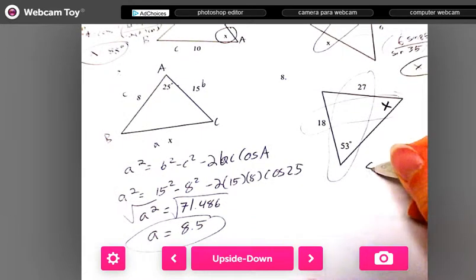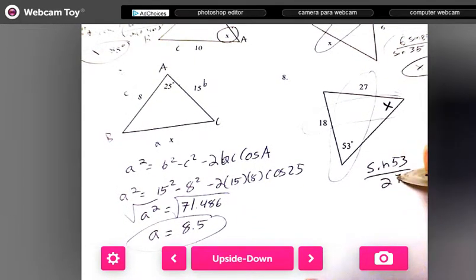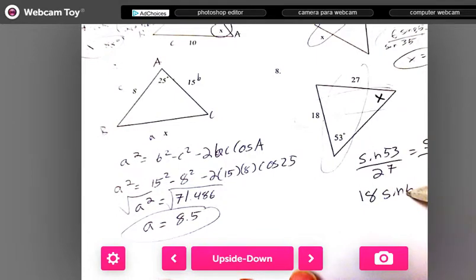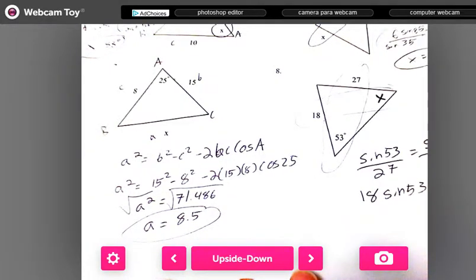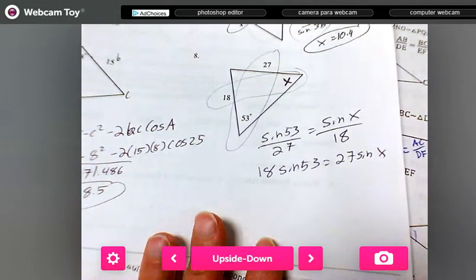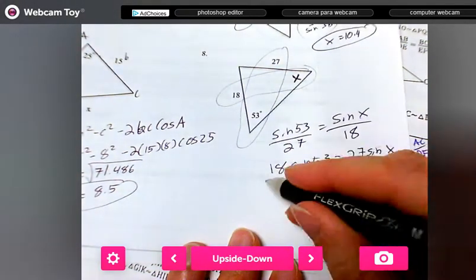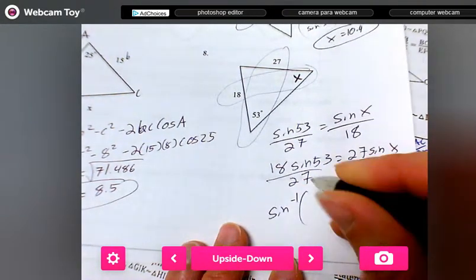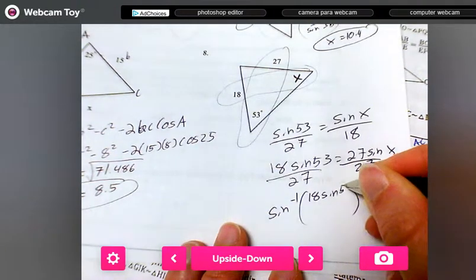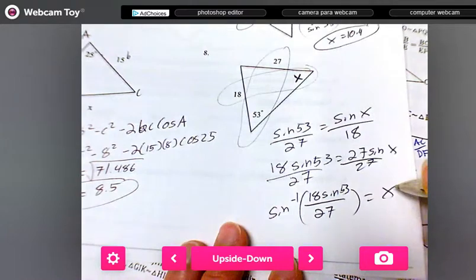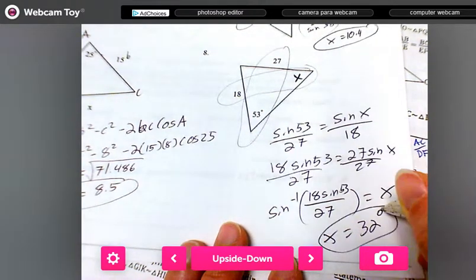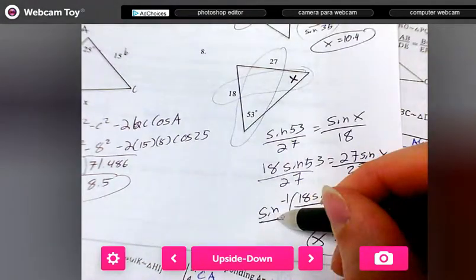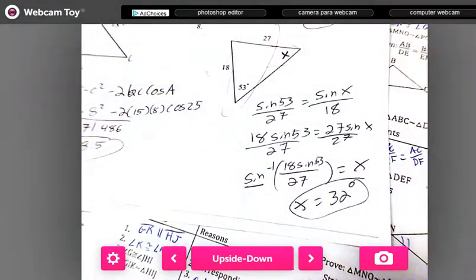Okay? So we're going to go sine 53 over 27 equals sine x over 18. So we get 18 sine 53 equals 27 sine x. Can you guys see that? No. Okay. We're going to divide by 27. And then we're going to take the inverse sine of this whole thing. You can put it in your calculator first, or not, whatever. So x equals 32 degrees in this case. The only thing that's different between the signs is when you're looking for an angle, you've got to use that inverse sine at some point to get your answer.